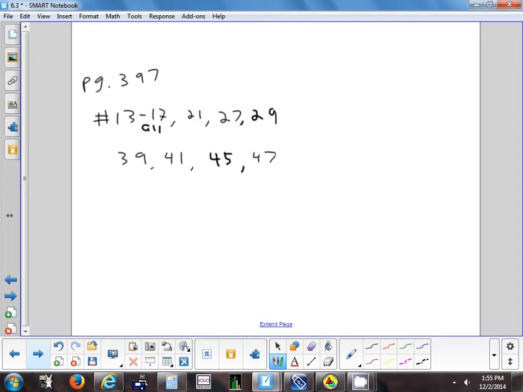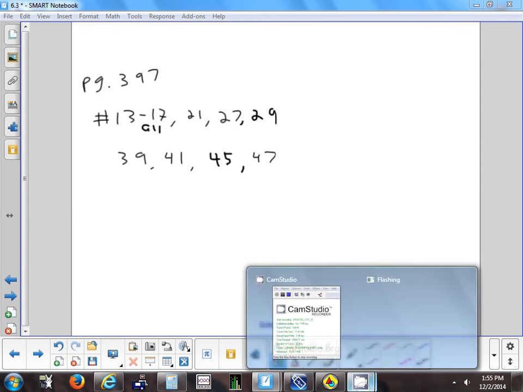Okay, so homework on page 397. It'll be 13 to 17 all, 21, 27, 29, and 39, 41, 45, and 47. 13 to 17, that's a matching, just like it was last night. So try to use a process of elimination to figure out which ones don't work there. Okay, we'll take a look at that tomorrow.